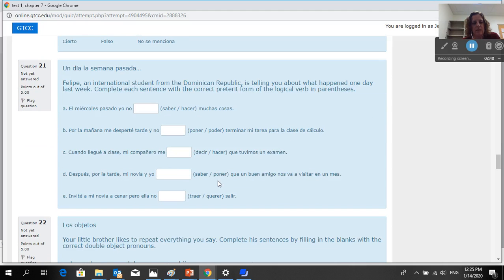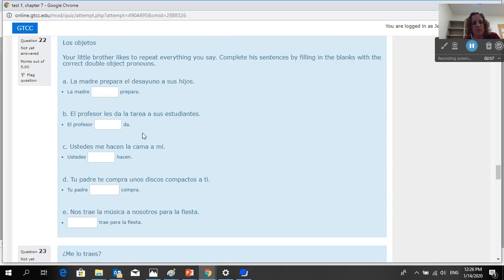Un día la semana pasada, Felipe, an international student from the Dominican Republic, is telling you about what happened one day last week. Complete each sentence with the correct preterite form of the logical verb in parentheses. So you've got 2 choices of verbs. Pick the one that best completes the sentence and then conjugate it into the preterite tense.